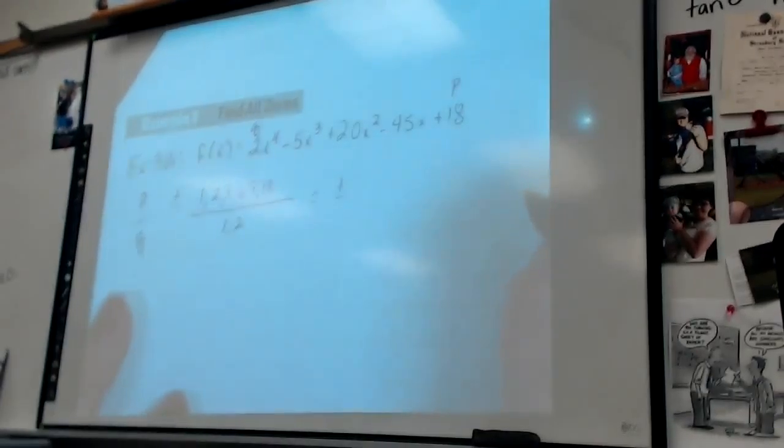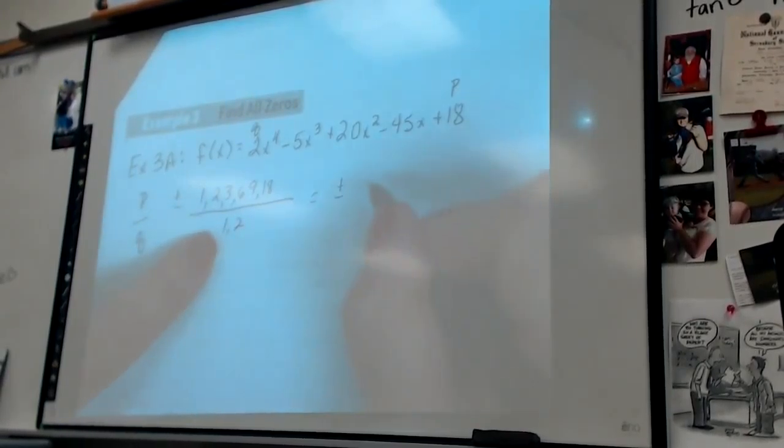Now, I'm not going to make you put the plus or minus in front of every single one of them. But they come in pairs. So if 1 is a possibility, so is negative 1. 2 is a possibility, so is negative 2. See what I'm saying? All right, so 1 over 1, 1. 1 over 2, 1/2. Positive or negative, don't forget. 2 over 1, 2. 2 over 2, 1, we already have it.